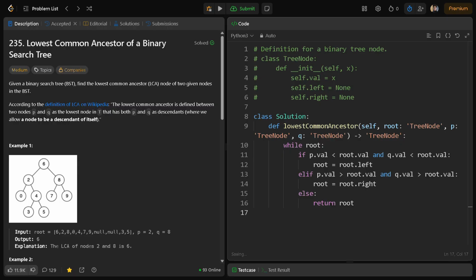If neither of those conditions is true, that means we have found the split point. One node is on one side, and the other node is on the other side, or one of them is equal to the current root. In that case, we return the current root as the lowest common ancestor.